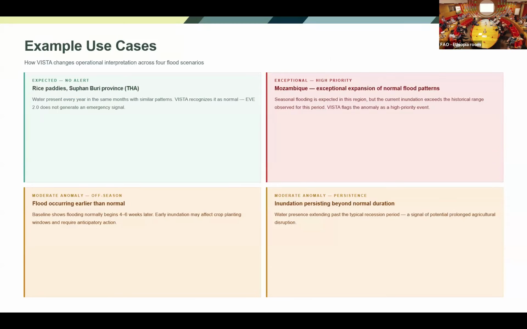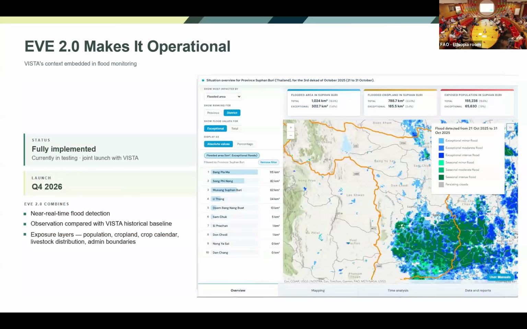Okay, colors here are not really visible, but we just saw the two extreme cases: expected flood, not even a flood, it's a rice paddies area, or an exceptional flood. But all the nuances in the middle, you can imagine that the spectrum is really diverse. We can investigate floods that are occurring earlier than normal, or floods that are persisting longer than expected.